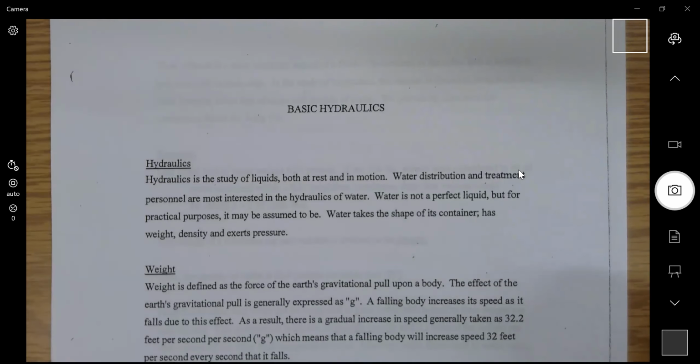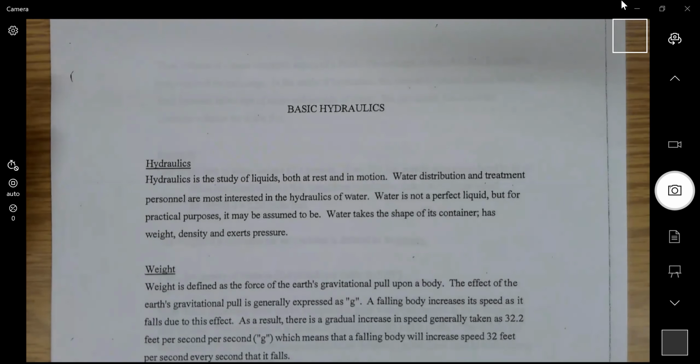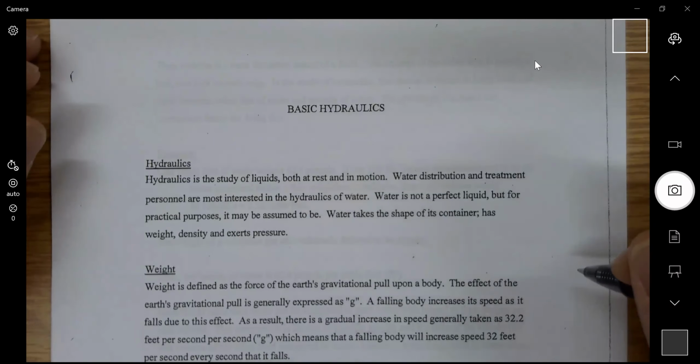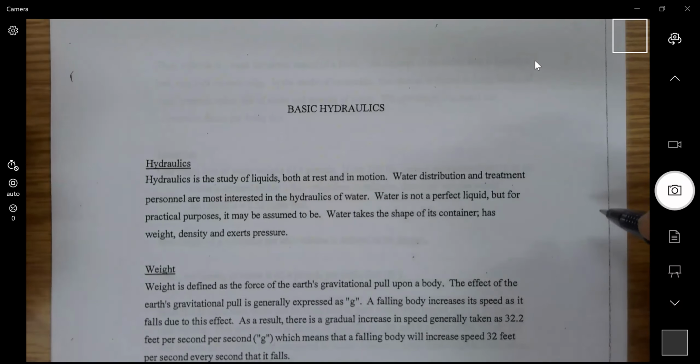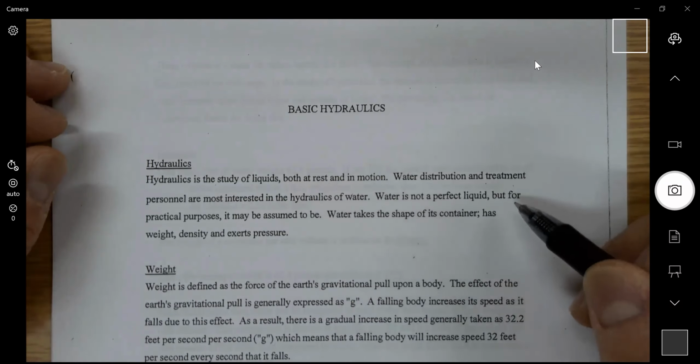So hydraulics is the study of liquids, including water, because it moves throughout your system, which is supposed to be an enclosed system. Water treatment and distribution operators deal with this, right? We see it in plants, we see it in the water systems themselves. We see it in our daily jobs every day for all of us who are in the water industry. So that's what we need to know about hydraulics.